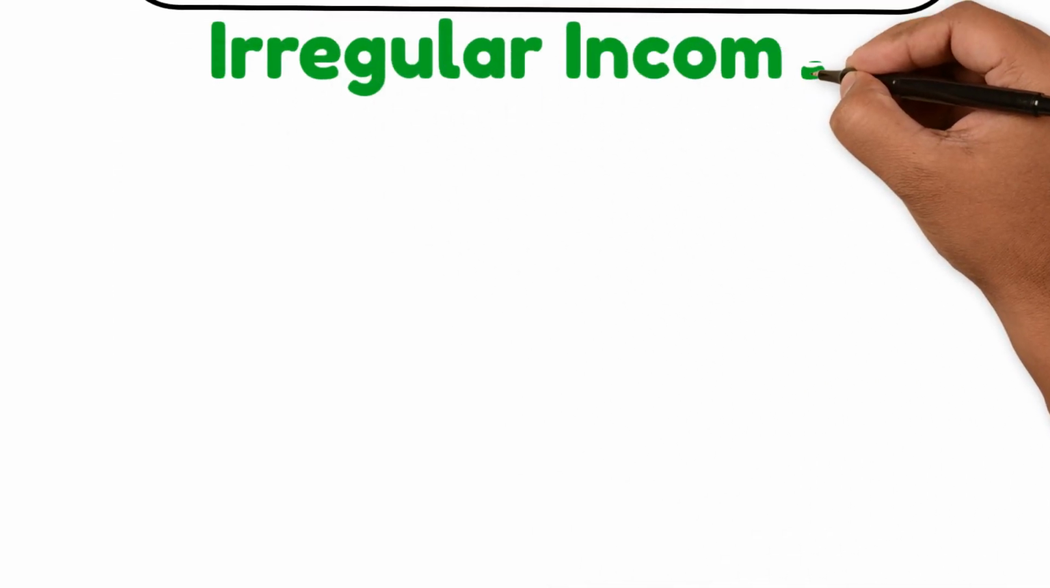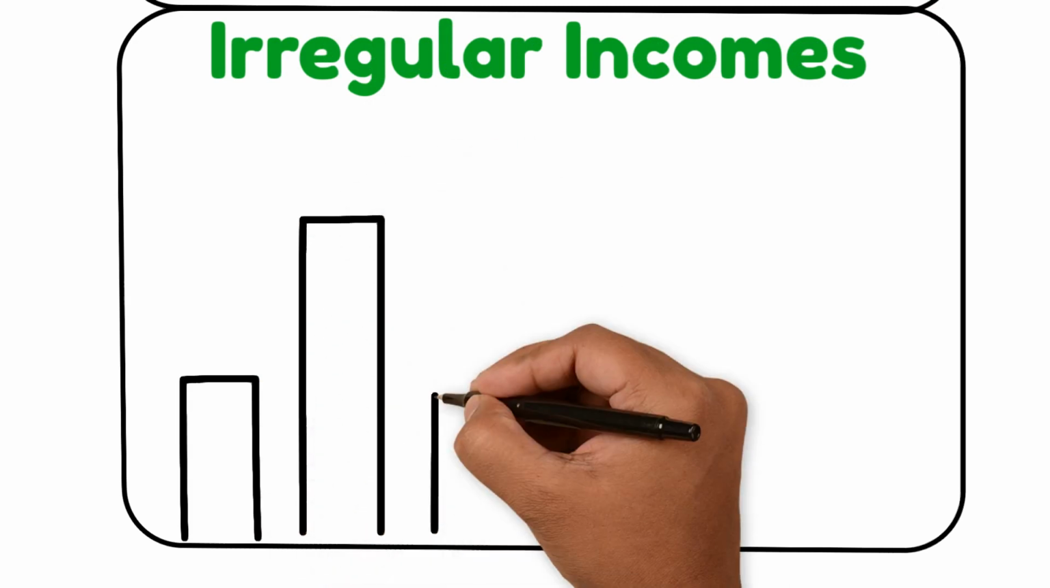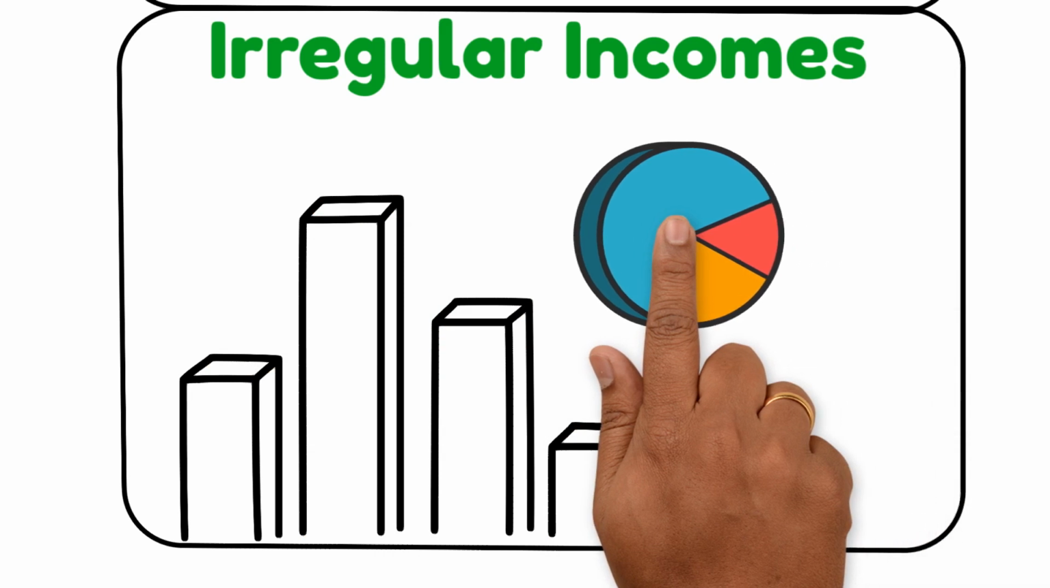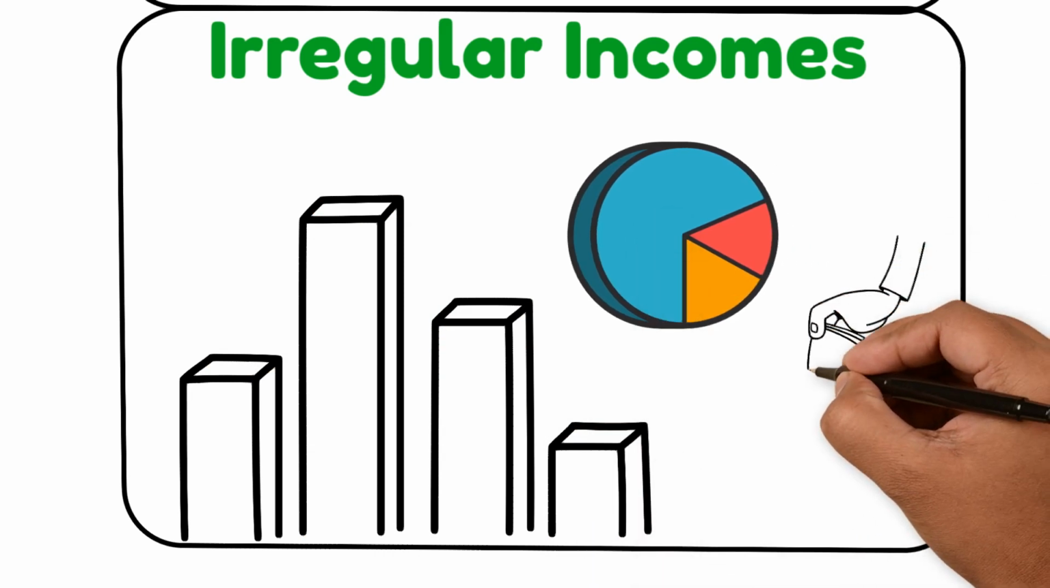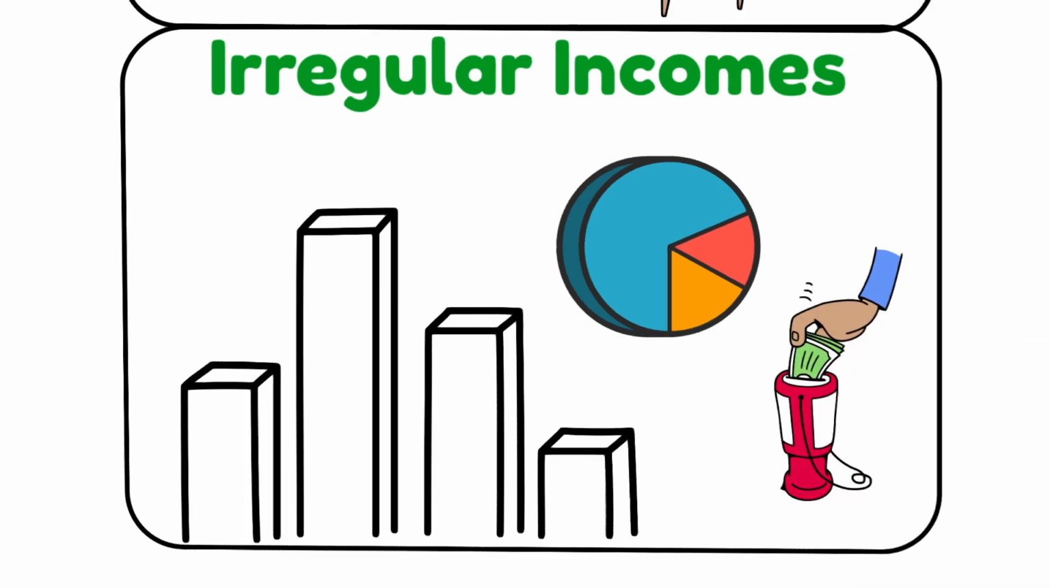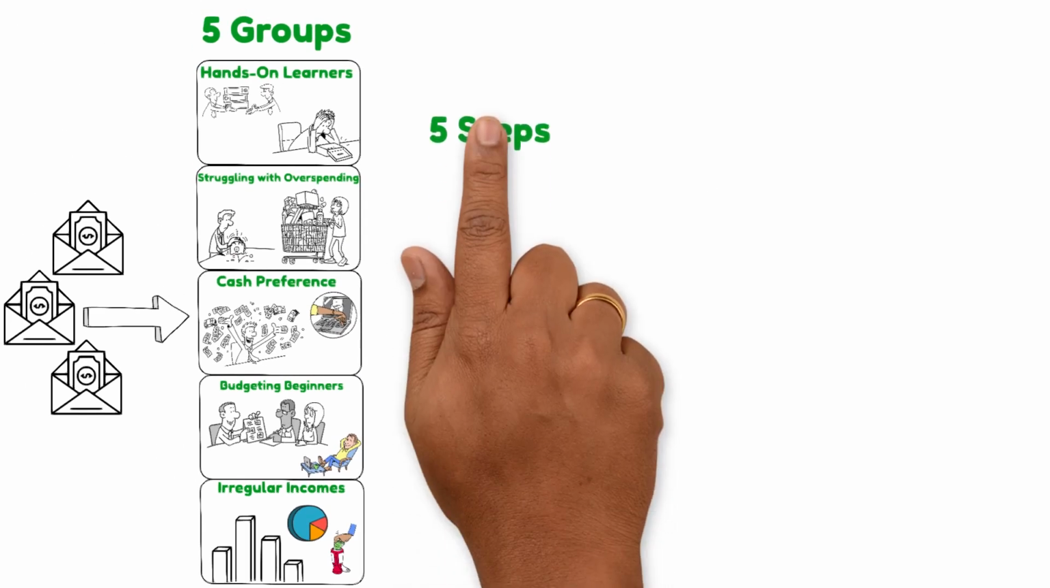People with irregular incomes. People with variable or irregular incomes may find this system advantageous. It allows for better control and allocation of funds, ensuring that essential expenses are covered even during tough months. Follow these 5 steps to set up your cash stuffing system.